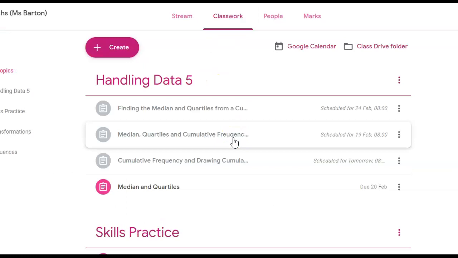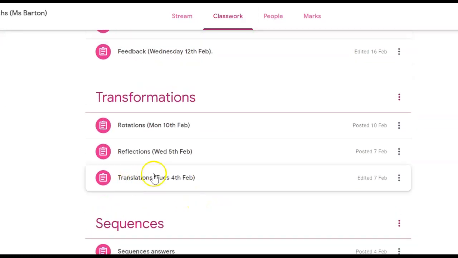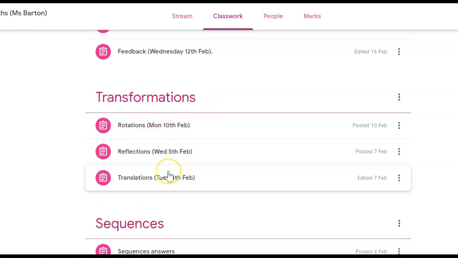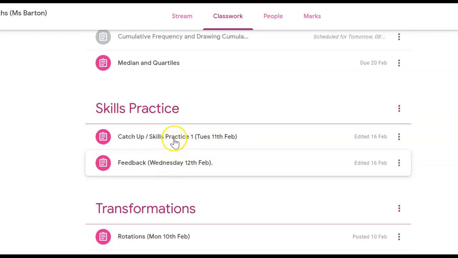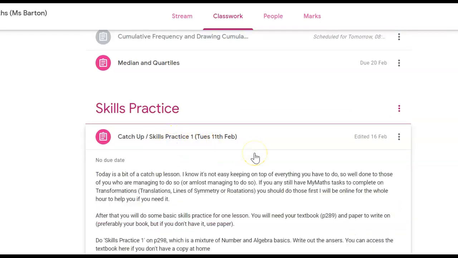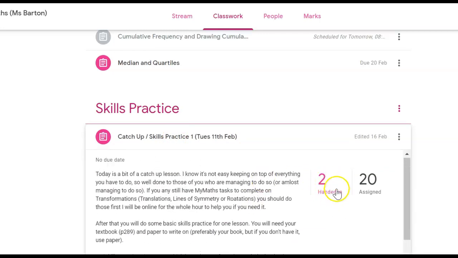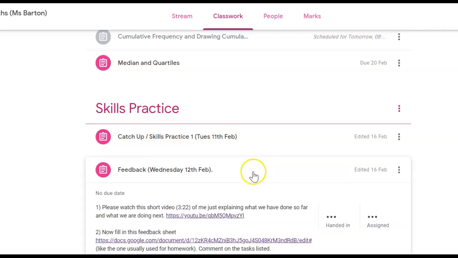Alright, into our classwork. We have looked at translations, reflections, rotations. There are still some of you who need to do these tasks, but not many. Most of you have done a really good job. And then the catch-up skills and practice, I was just asking you to do, and even though I'm expecting most of you to have done that, only a couple have handed it in. Okay? So if you haven't done that, please make sure you're on it.